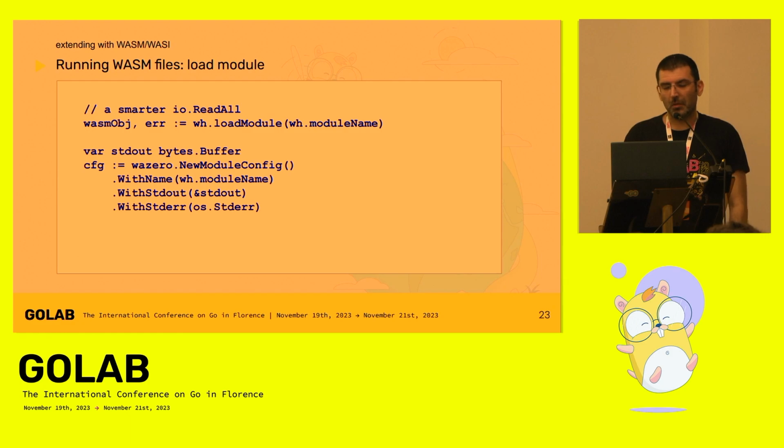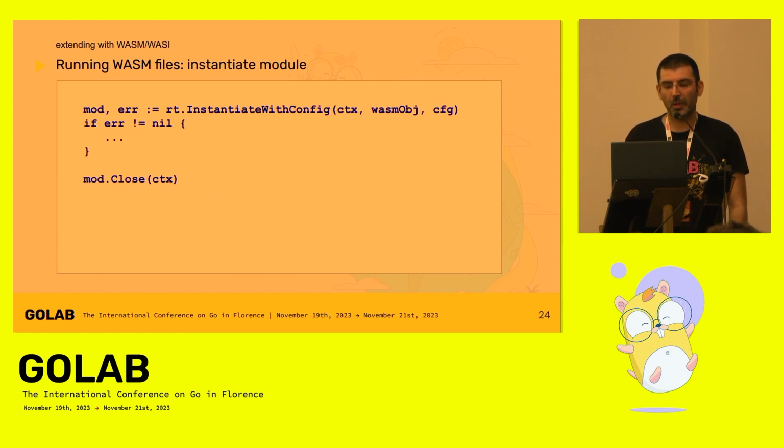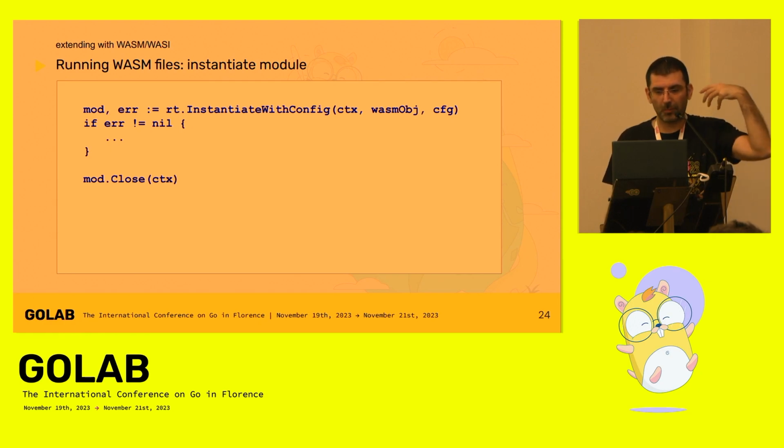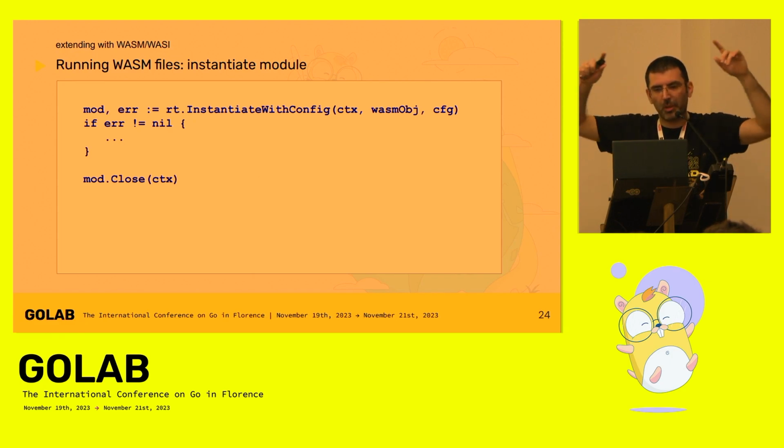Loading the module is nothing too fancy, it is basically a glorified read-all. Instantiation is the process of taking a stateless binary code and binding it, resolving, for example, all its exported functions, so you can actually look for them and call them from the host application, from the Go application, and allocating the working memory, which we have for each module. This is also the shared buffer we can use to interchange data between the host and the guest side.